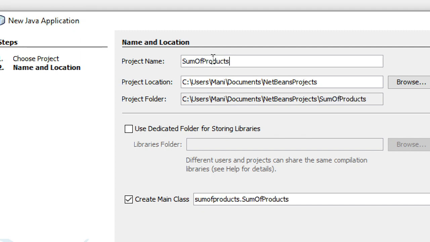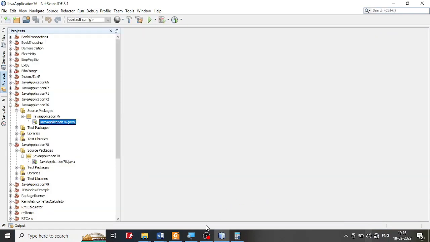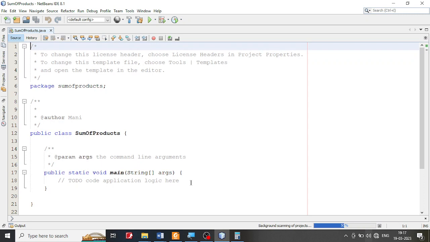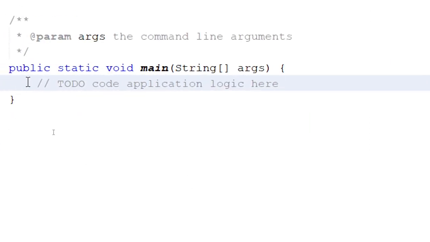Okay, you can take anything, you can take the sum of products, I'll just take it. What we need is two numbers, so I'll go to the static void main. We need two numbers over here, both of them are integer numbers.